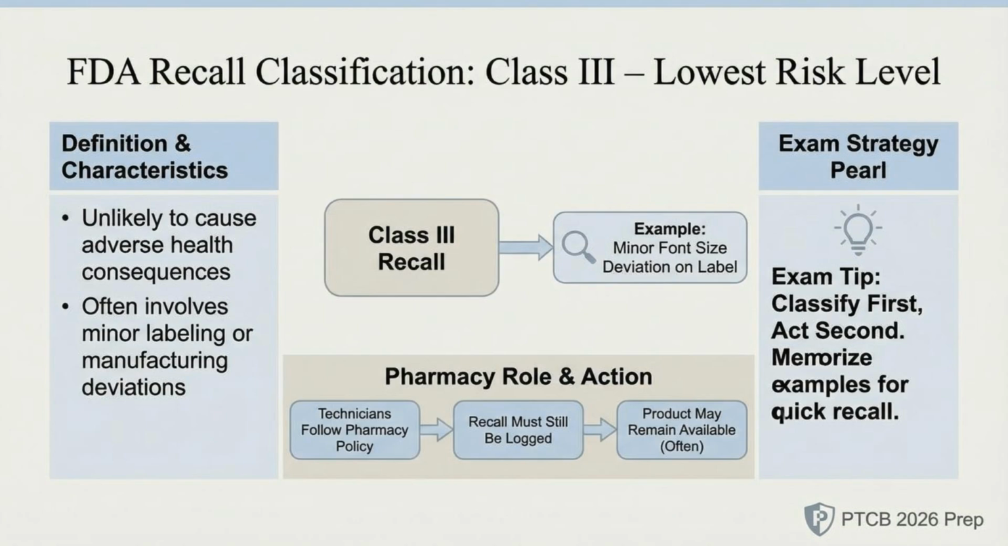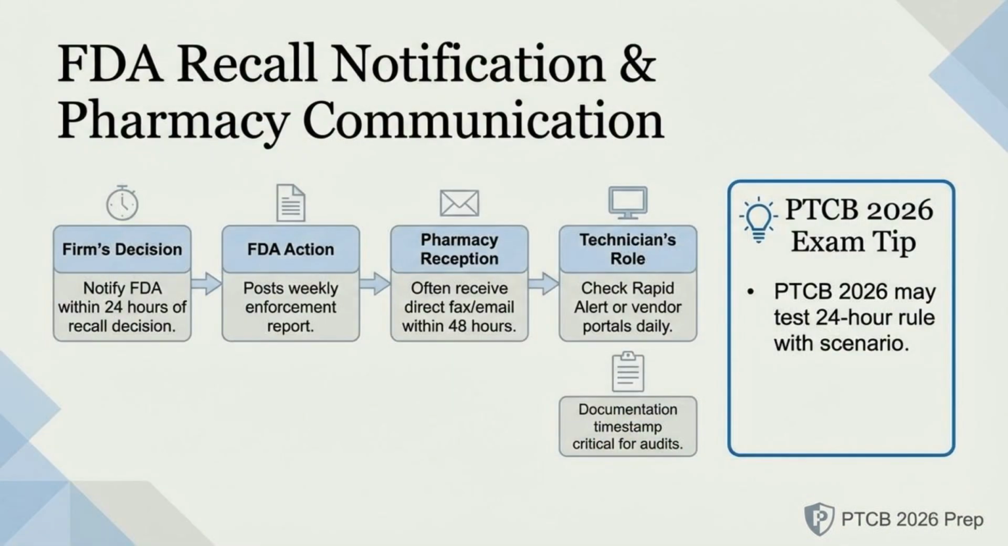A Class 3 recall represents the lowest risk level, unlikely to cause adverse health consequences. This often involves minor labeling or manufacturing deviations. The recall must still be logged, but the product may remain available. A firm must notify the FDA within 24 hours of a recall decision. Pharmacies often receive notification within 48 hours.